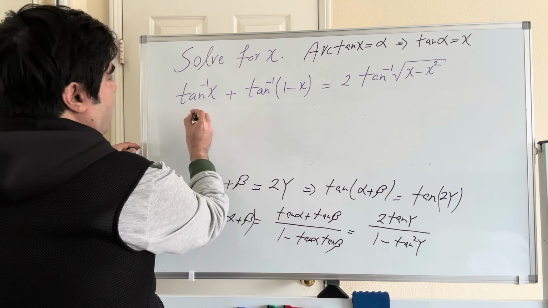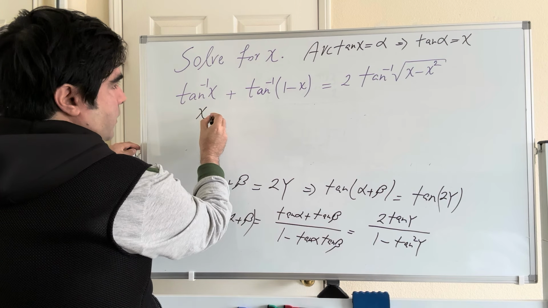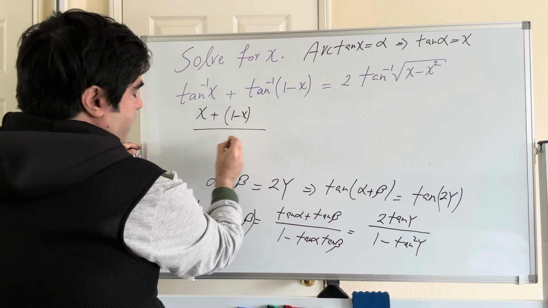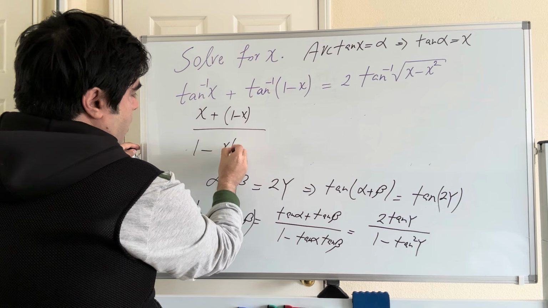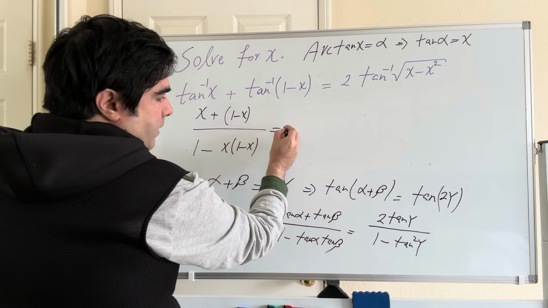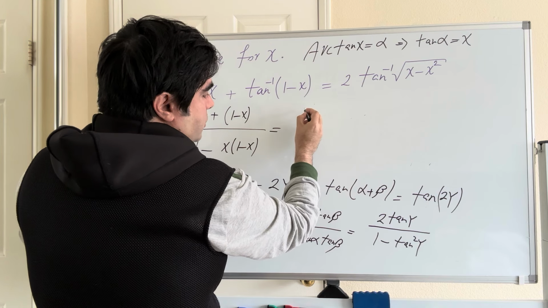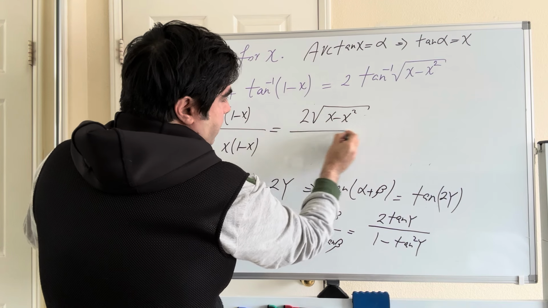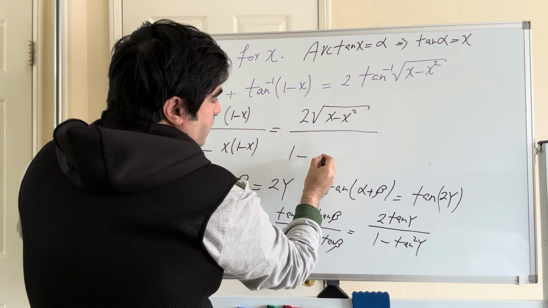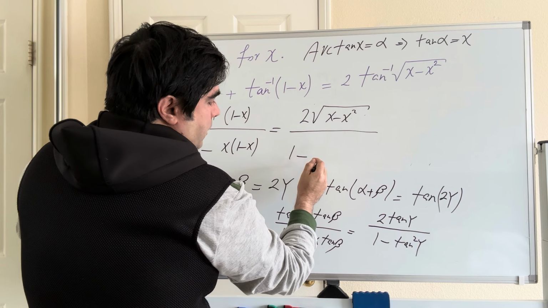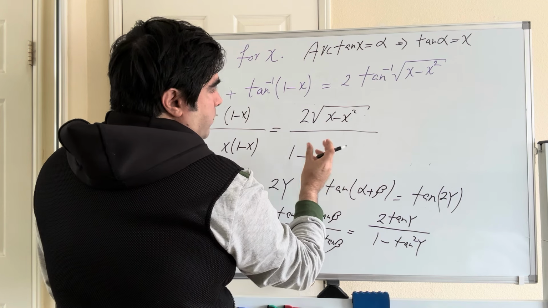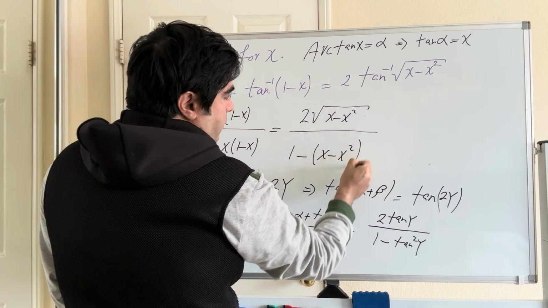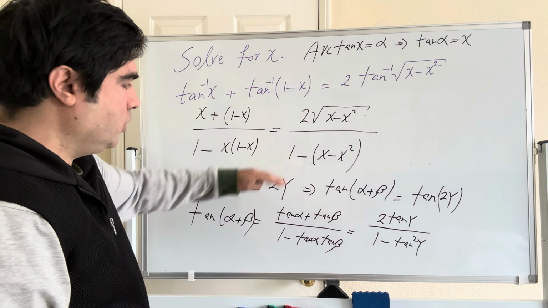So tangent of alpha is going to be x, right? Plus tangent of beta is 1 minus x, all divided by 1 minus x times 1 minus x, right? And 2 tangent of gamma is going to be 2 times square root of x minus x squared, divided by 1 minus the square root of x minus x squared, all to the power of 2, which in turn becomes x minus x squared. All right, that's the relationship in this equation here.